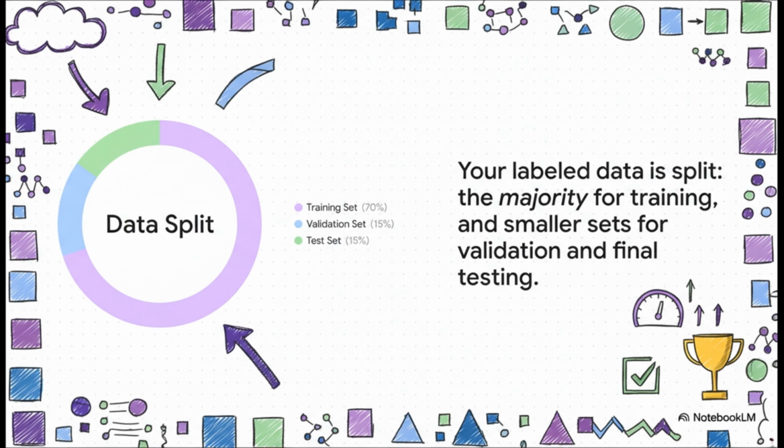This is the final exam. It's completely new material the model has never seen, and you only use it once at the very end to see how well it really learned. And the great thing is, in the AWS ecosystem, services like Amazon SageMaker can handle all this splitting for you, which is a huge help.